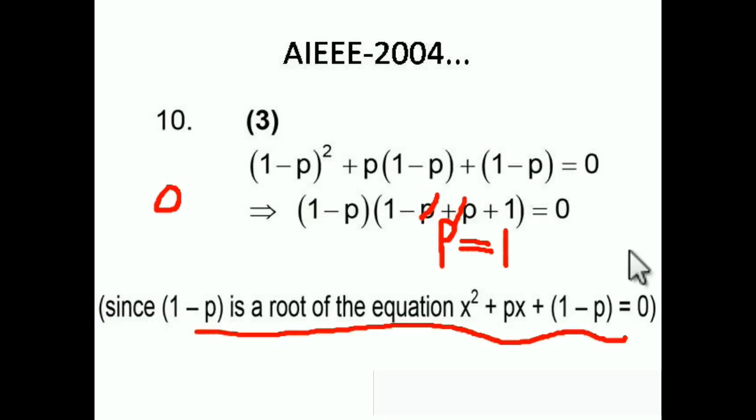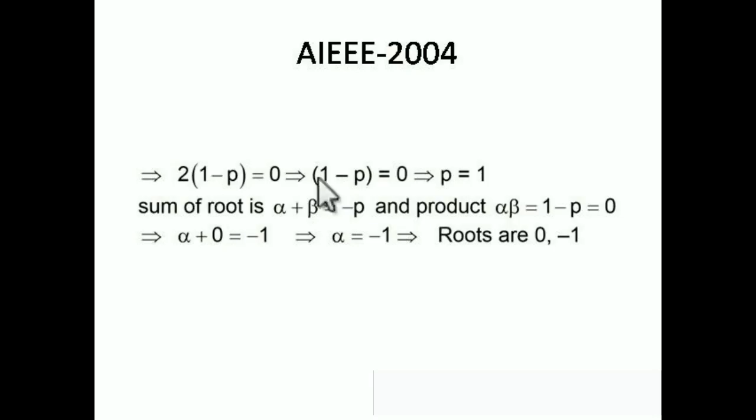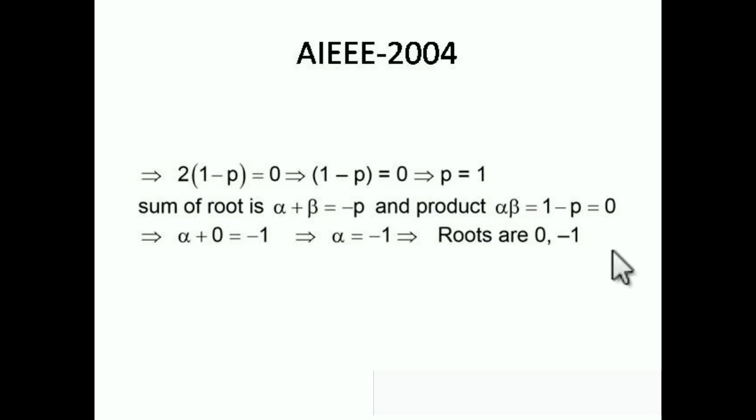So I have the formula for that. I know the summation of the roots is minus b by a. That means minus p by 1, that is minus p. I know p is equal to 1. The sum of the roots, alpha plus beta, is equal to minus b by a, and the multiplication is c by a. From this equation, c by a means 1 minus p. And I know that p is equal to 1, so 1 minus 1 is 0.